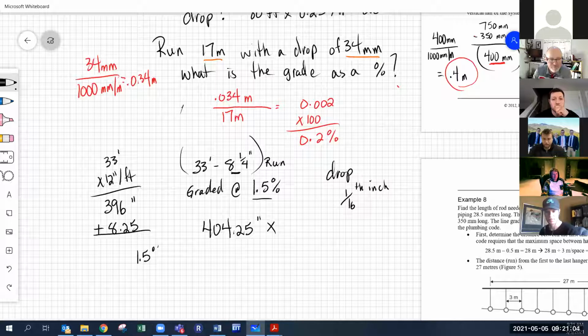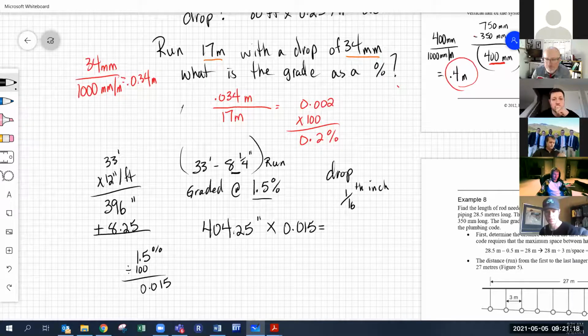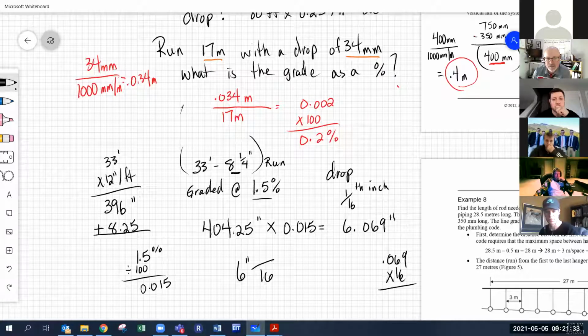Now I can multiply that by my grade. My grade says 1.5%, but I have to divide that by 100 first, 0.015, before I multiply. And that comes out to about 6.069 inches or something close to that. So that's 6 inches. And then I want it to the nearest 16th, 0.069 times 16 is about 1, so 6 and 1/16th.